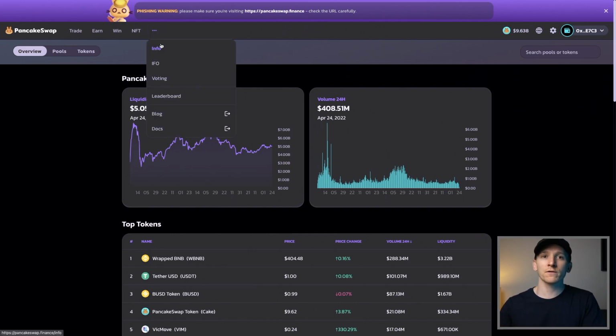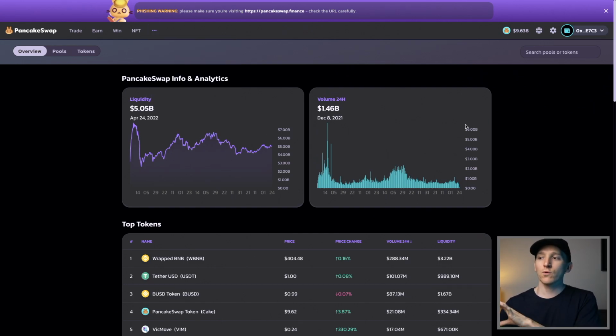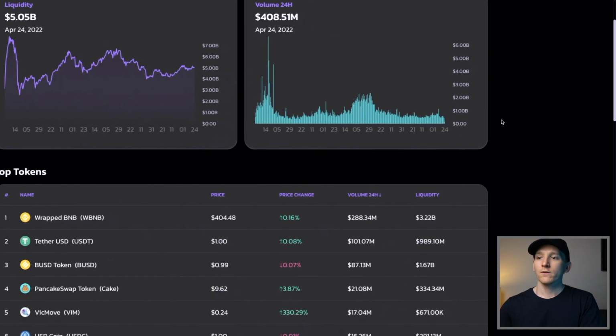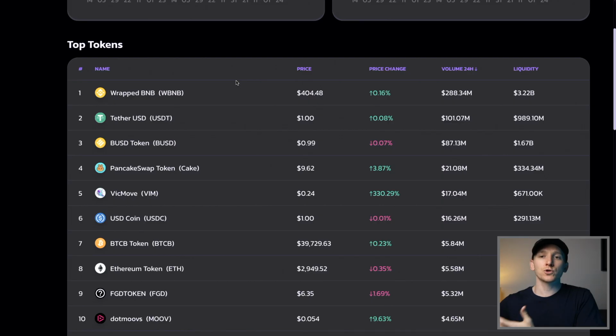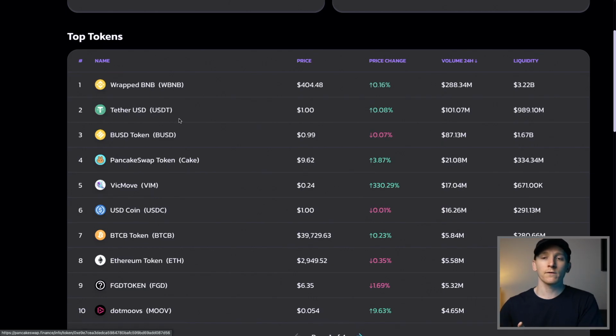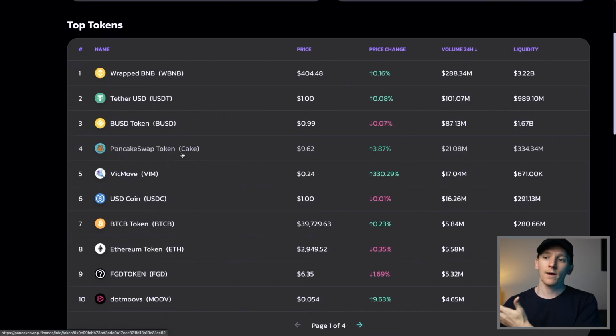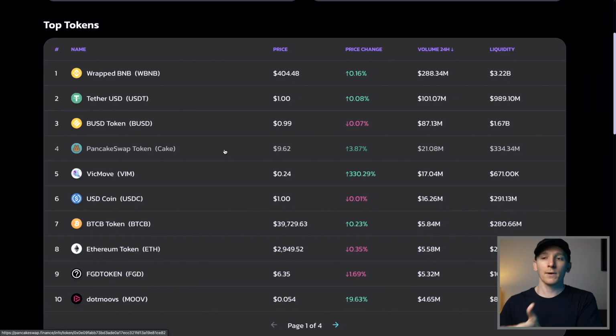Come up to the three dots and go to info, and then you'll see all of the liquidity information. So what we can see down here is the top tokens on the DEX. These are the most traded. No prizes for guessing that they will be BNB, because it's the base layer coin of Binance Smart Chain. And then you have stable coins, which are always the highest liquidity. And then PancakeSwap, which is obviously the platform's token. So these are going to be the most actively traded.